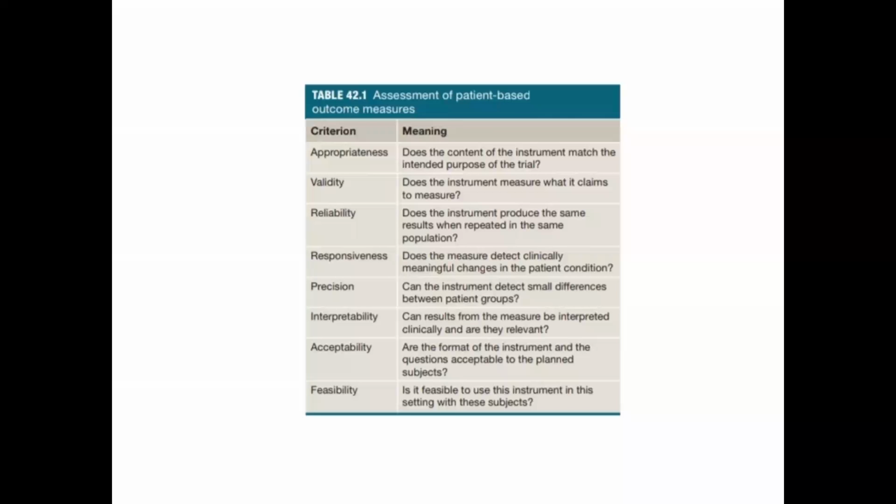So, number one is appropriateness. Number two is validity. Number three is reliability. Number four is responsiveness. Number five is precision. Number six is interpretation. And number seven is acceptability. Number eight is feasibility. So, appropriateness, whether it is appropriate or not, you should know.